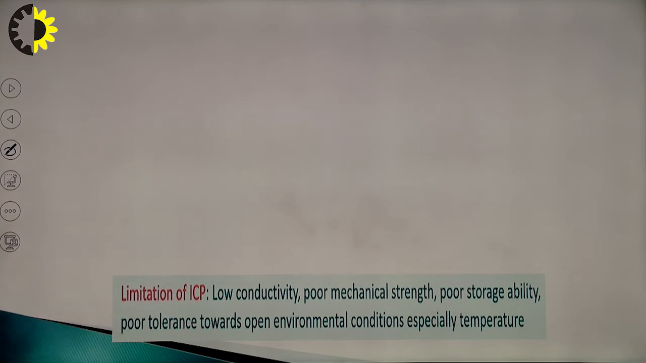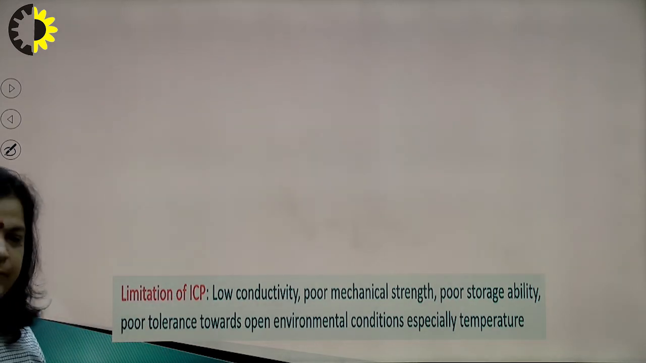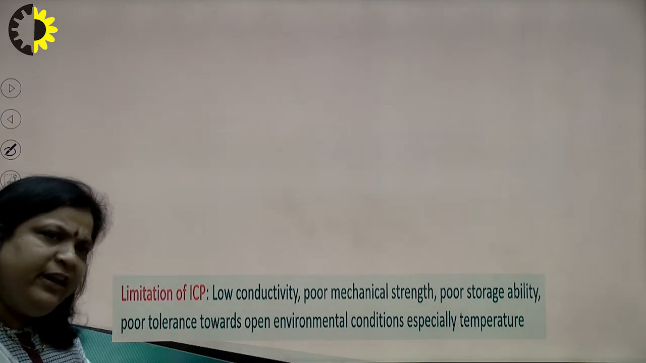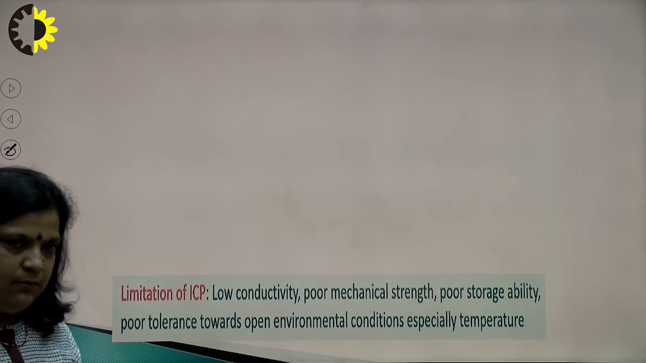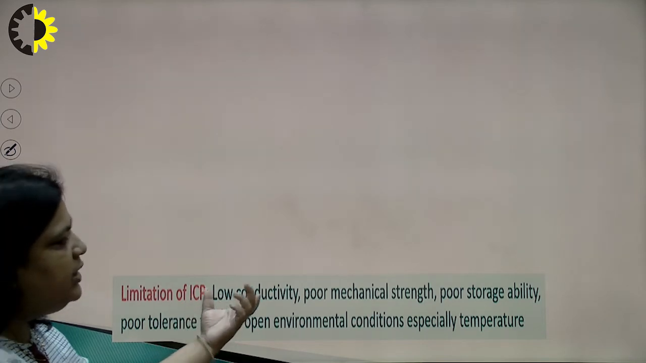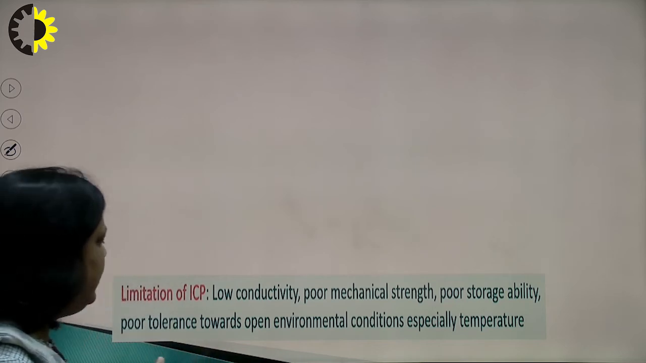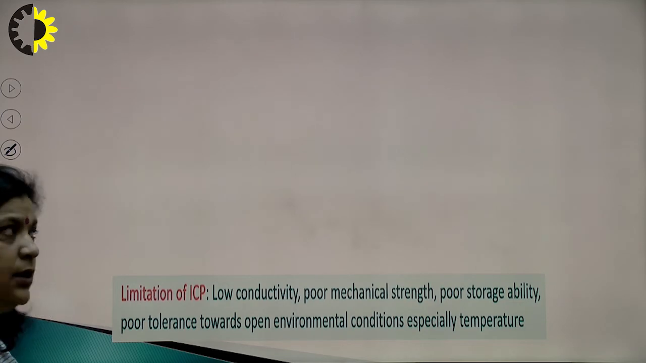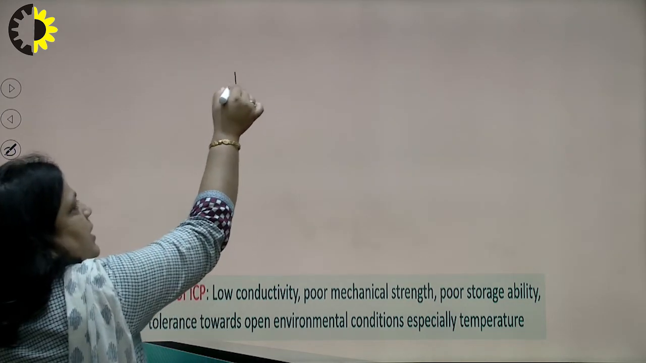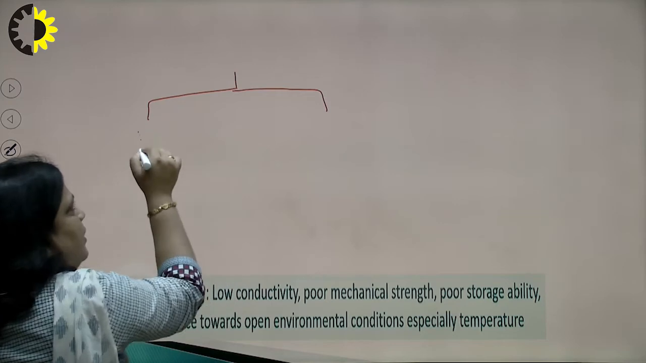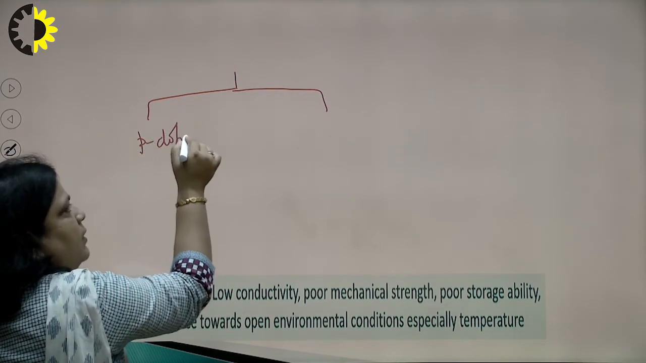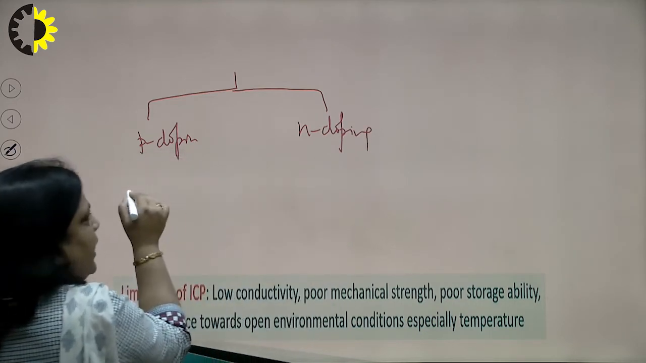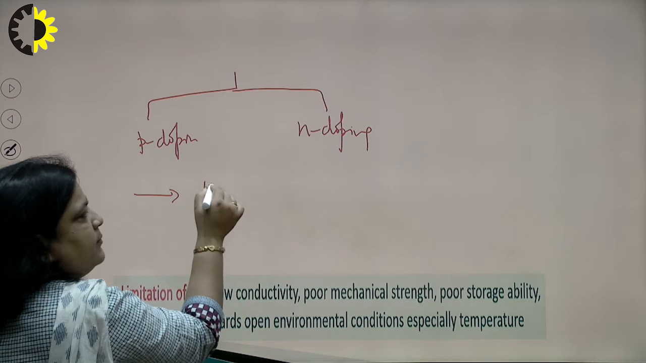And if the examiner asks what are the limitations of intrinsic conducting polymer, so intrinsic conducting polymer basically shows inferior conducting property than metal. It has low conductivity, poor mechanical strength, poor storage ability, poor tolerance towards environmental conditions, especially temperature. So, in this conducting polymer, if the examiner asks, first we write about p doping, then we write about n doping, and if required then polyaniline conduction.